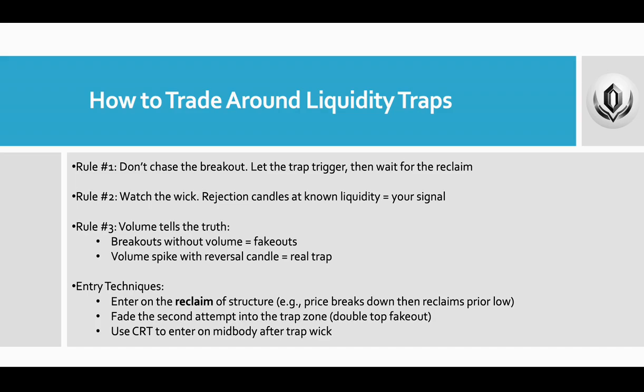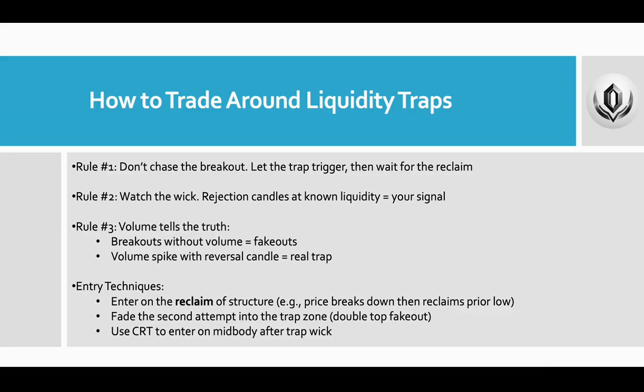Next rule would be paying attention to the wick. Wicks are rejections, either side, up or down, especially at key levels. If you see a long wick followed by a reversal candle, you may be looking at a stop hunt, especially if the wick is backed by a sudden volume spike. And then finally, volume tells you who's in control. Volume is something that can't be faked. So breakouts with no volume, it's not a real breakout. Wicks with heavy volume, that's an actual rejection. Volume is a lie detector, so watch it closely.